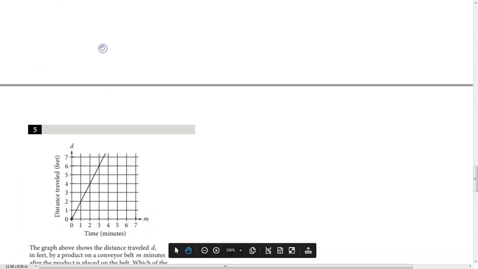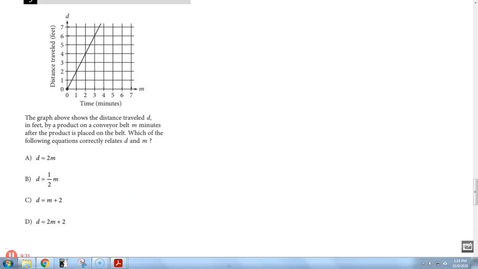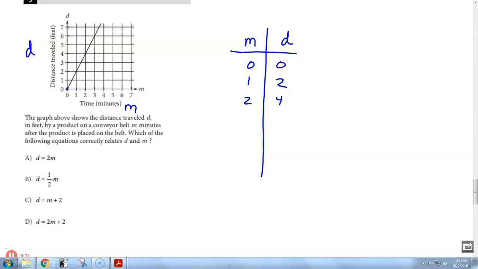All right, checking out number 5. What do we have here? Graph above shows the distance traveled by a product on a conveyor belt m minutes after it was placed on the belt. So our big ideas here are we have distance and we have minutes. And I don't know, I like doing tables. They kind of come out nice for me. So it looks like we have 0, 0. And when m is 1, we get d of 2. And m is 2, d is 4. And I'll do one more, probably be enough. If it's 3, we're up to 6.